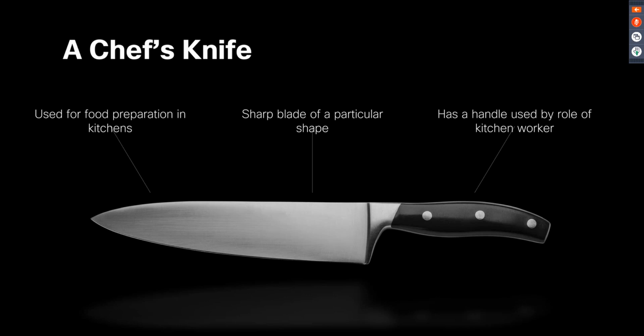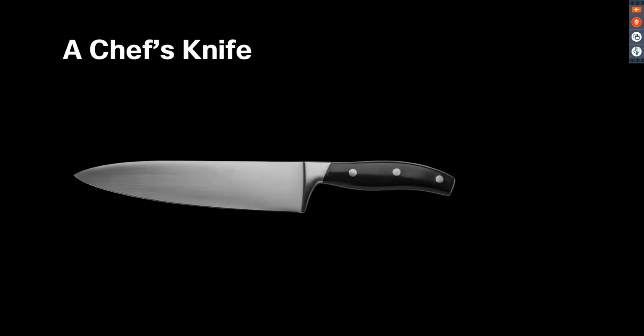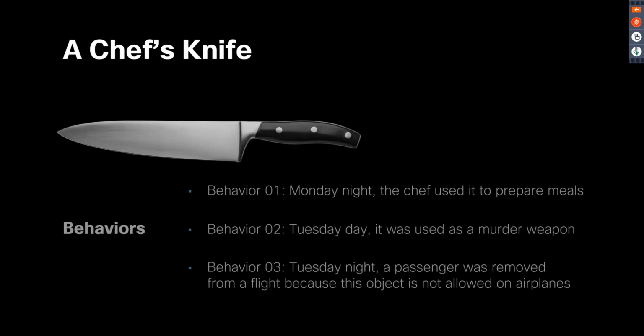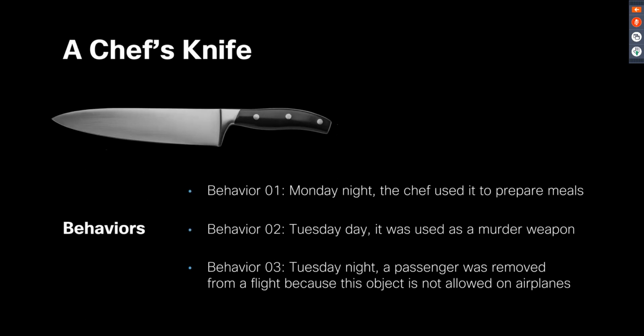However, that very same knife could have a set of other behaviors that are not expected or unusual or straight out malicious. For example, behavior 1, on Monday night, a chef used this knife to prepare a meal. Okay, so that's the one we know. Behavior 2, on Tuesday, it was used as a murder weapon. Certainly not something you would expect it to be used for. We know it could be used for that, but it's definitely a behavior that falls outside what we would consider normal.